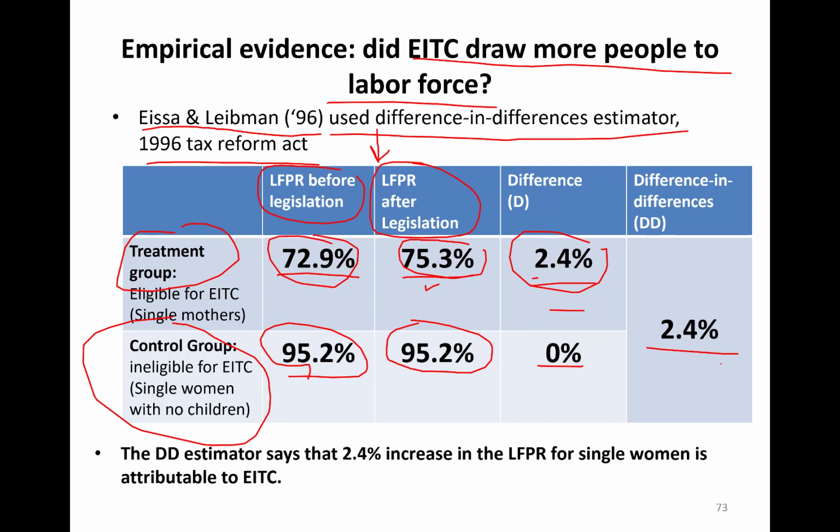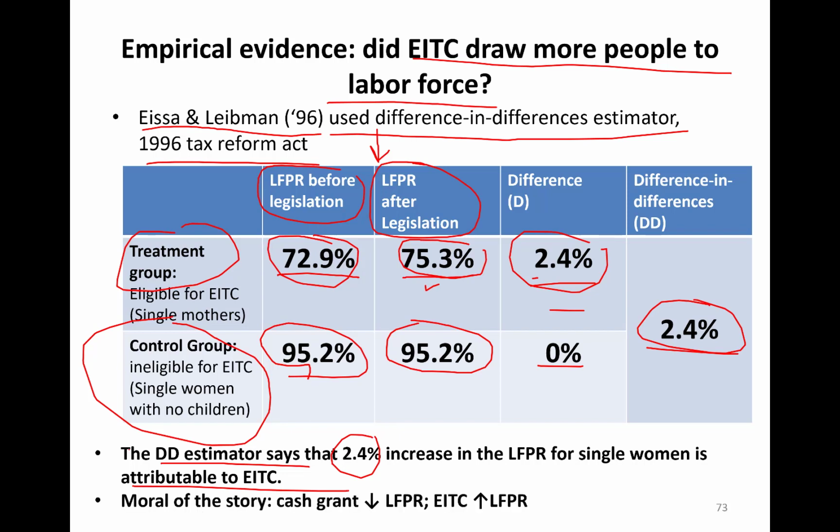So how can we say it in English? We can say the difference in differences estimator says that a 2.4% increase in the labor force participation rate for single mothers is attributable to earned income tax credit. So 2.4% more women are participating in the market. So as you can see, we just showed the impact of that budget line shift, becoming that kinked budget line. Moral of the story: cash grants, this is temporary assistance to needy families, drop the labor force participation rate. Earned income tax credit increases labor force participation rate.